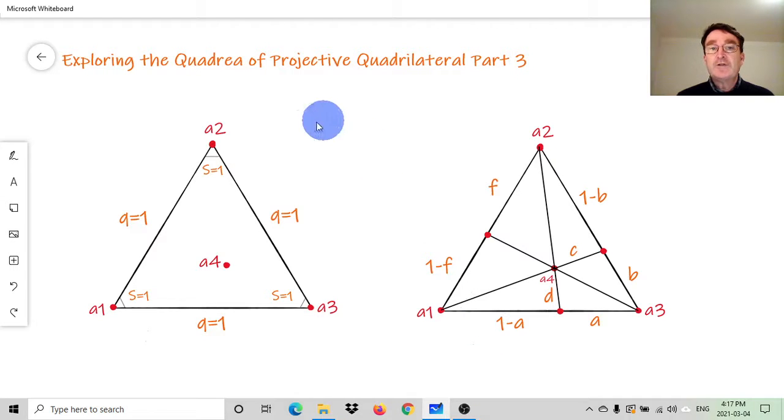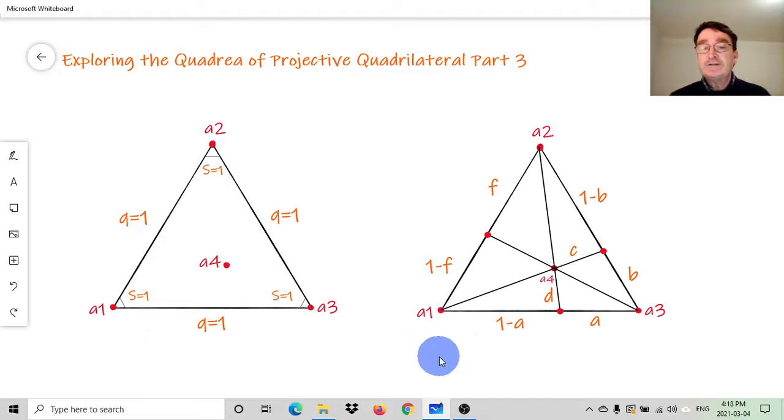I'm back with part 3 of exploring the quadria of the projective quadrilateral. So we're in this setting where we have a projective triangle, A1, A2, A3 with side quadrants equal to 1. All three side quadrants are equal to 1, and all three spreads at A1, A2, and A3 are equal to 1. And in addition, we have a point inside the projective triangle, A4.